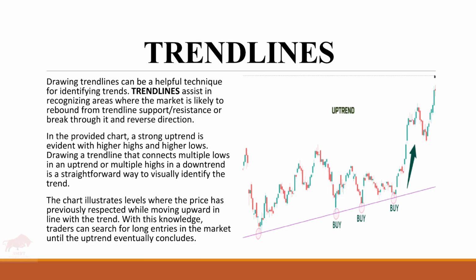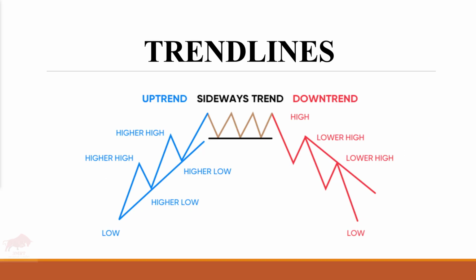Trend lines are a fundamental tool in technical analysis, helping traders identify and visualize the direction and strength of the market trends. A trend line is a straight line drawn on a price chart connecting two or more significant price points such as highs or lows over a given time period. Trend lines serve two primary purposes. Firstly, they help traders identify the prevailing trend in the market.